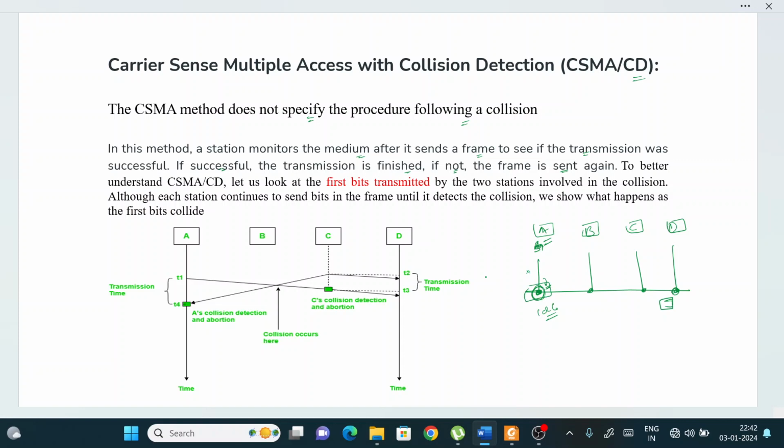Now for understanding collision detection, there is something called the jamming operation. That is the interesting thing we are going to see. First we will consider some scenarios. What is the scenario? This diagram shows that we have 4 stations or 4 systems, right? Now I am going to send some frame from station A to station D, something like this, you remember, right?